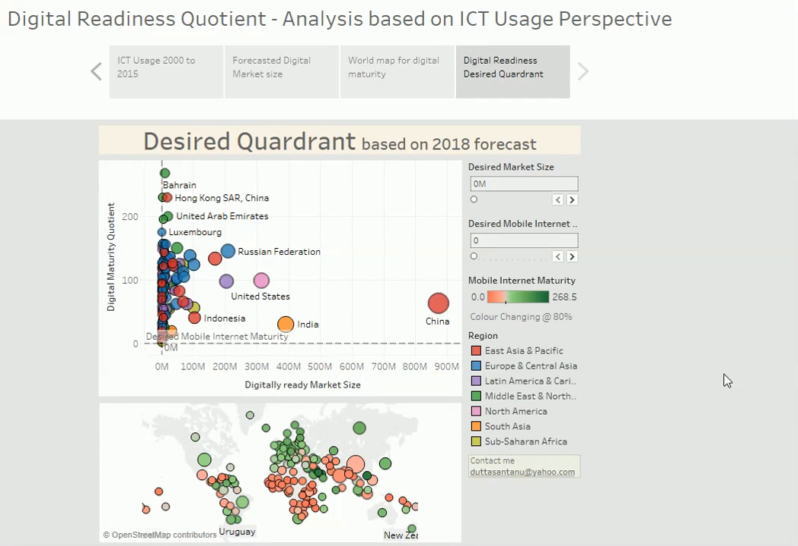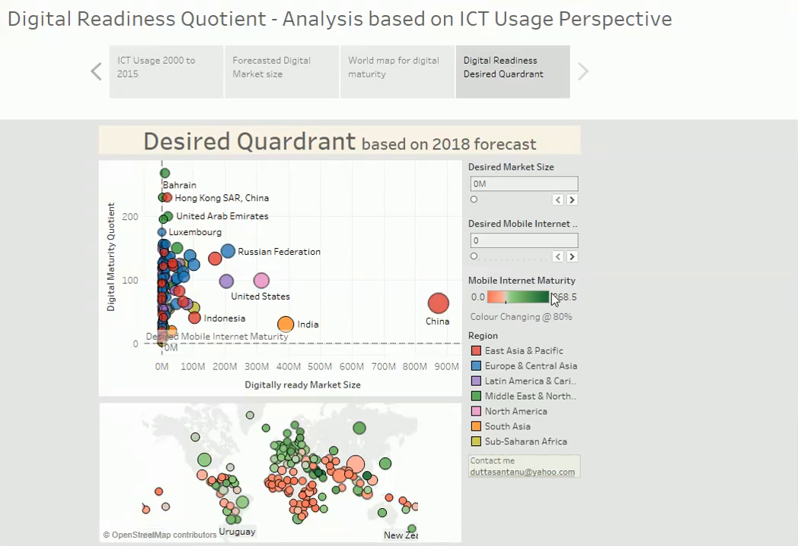Let us look at these two charts which are linked to each other. Below, you are seeing all the dots that you have seen earlier, which is the digital maturity map. But this is the 2018 data. The last one that you have seen is the 2015 data. This is the projected 2018 forecast data. But that strategic inflection point still remains at 80%.